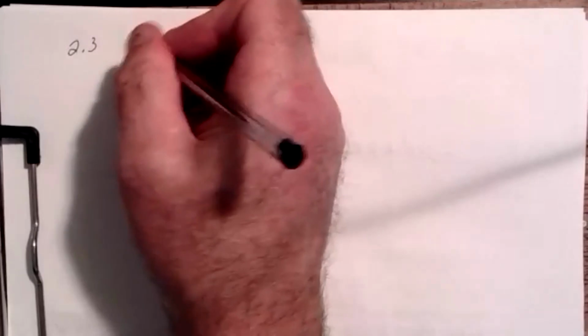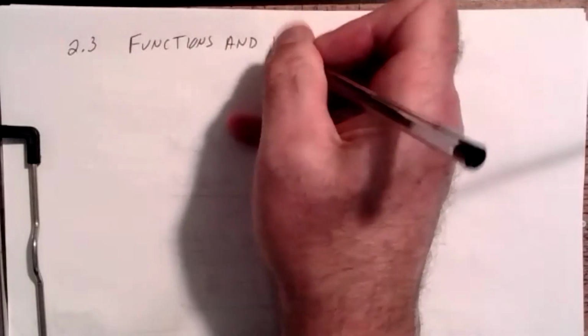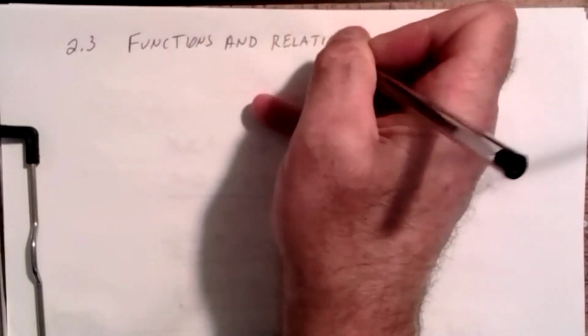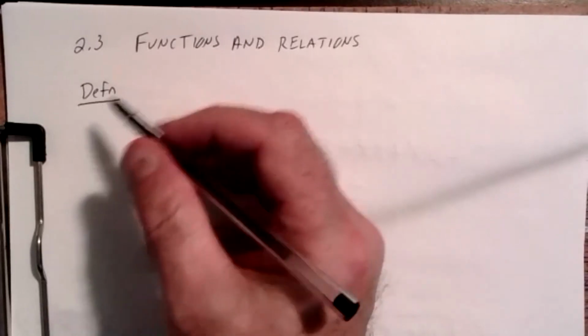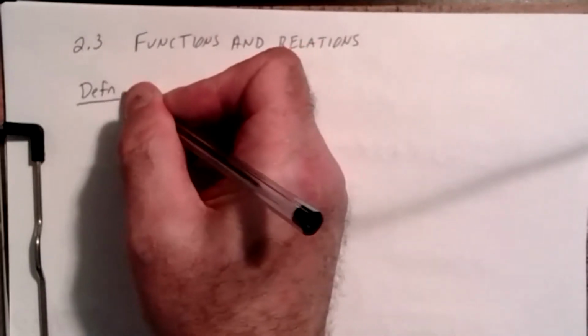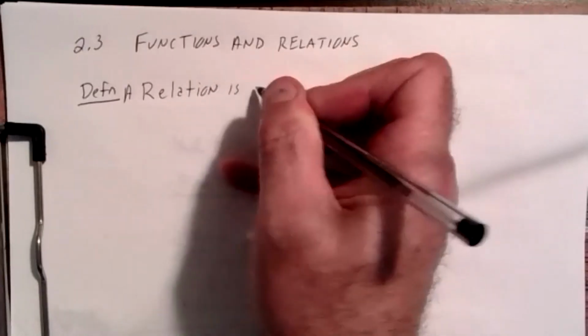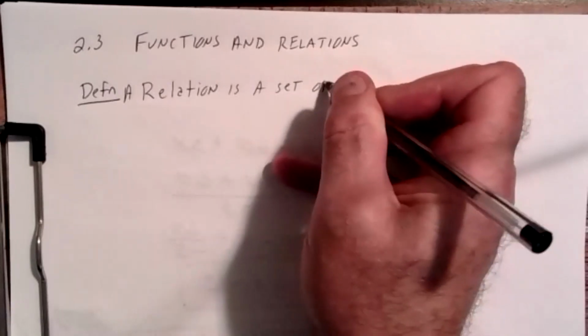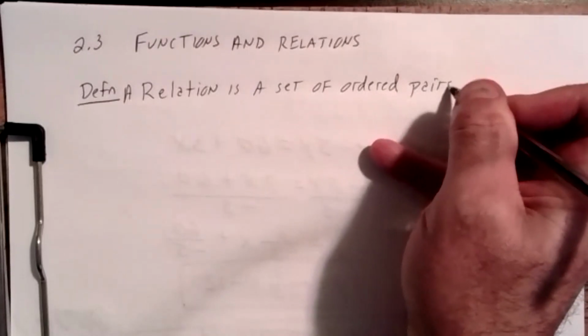We're not doing 2.2. We're going to jump now to 2.3. 2.3, ladies and gentlemen, is entitled Functions and Relations. First of all, I'm going to define for you what a relation is. Ladies and gentlemen, a relation in mathematics is a set of ordered pairs. A relation is a set of ordered pairs.